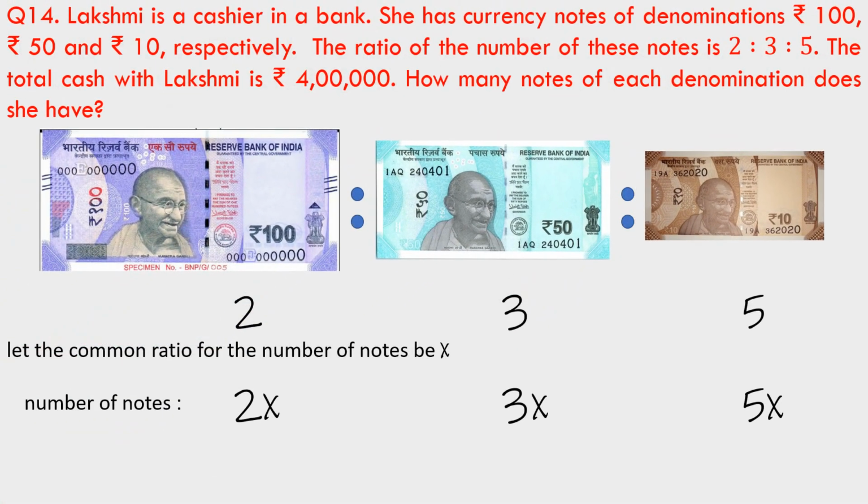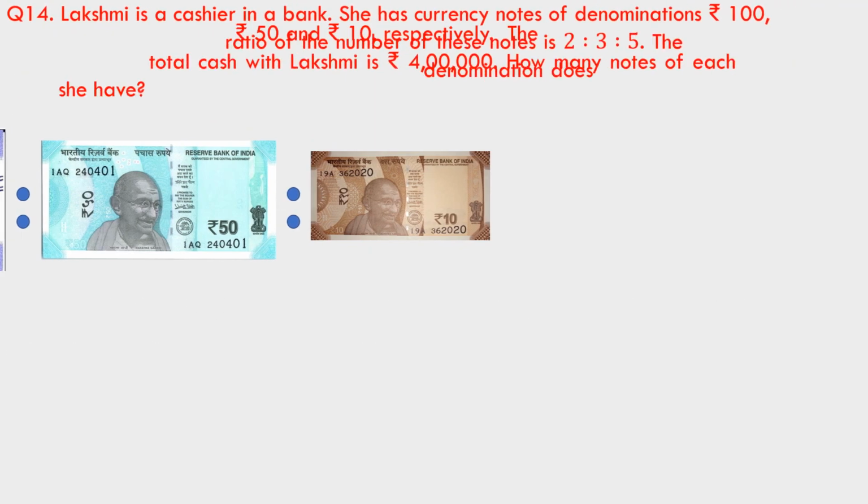Back to our question. The number of notes of denominations rupees 100, rupees 50 and rupees 10 is given in the ratio 2:3:5. हम जानते हैं कि रेशियो को किसी भी नंबर से मल्टीप्लाई करेंगे तो रेशियो में कोई डिफरेंस नहीं आएगा. Let the common ratio for the number of notes be x. Then the number of rupees 100 notes will be 2x because the first ratio is 2. Similarly, the number of rupees 50 and rupees 10 notes will be 3x and 5x respectively.